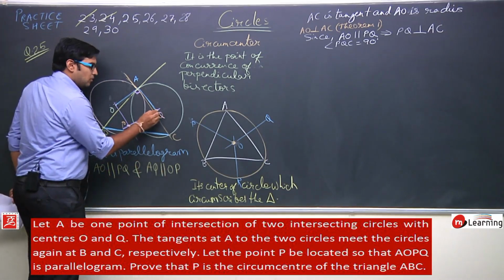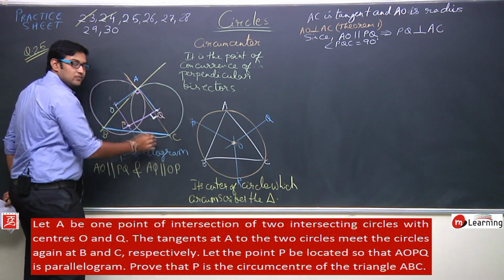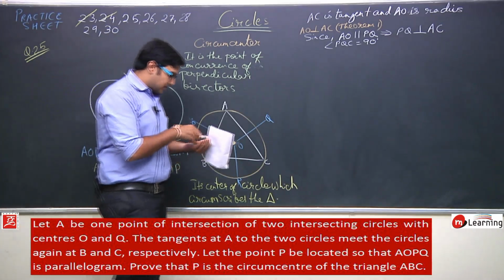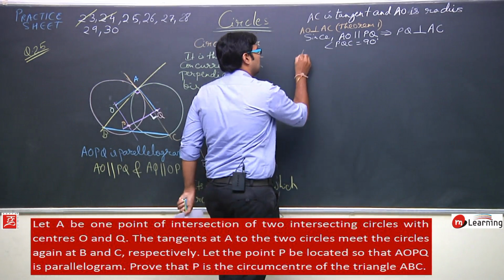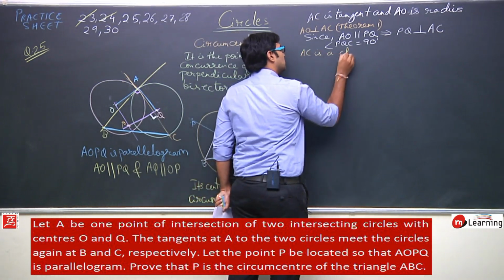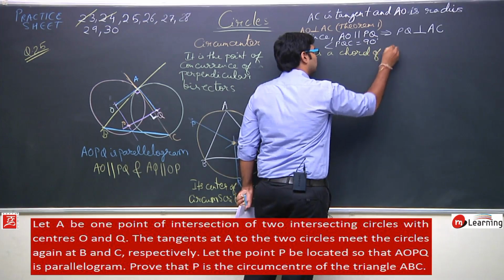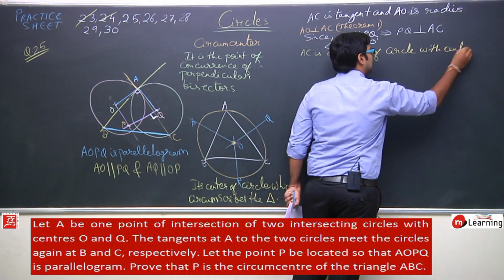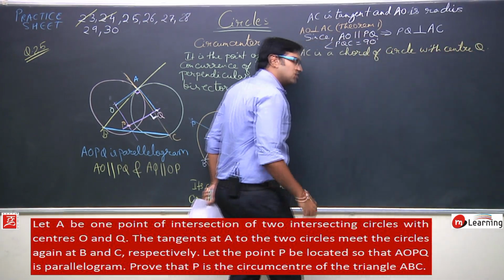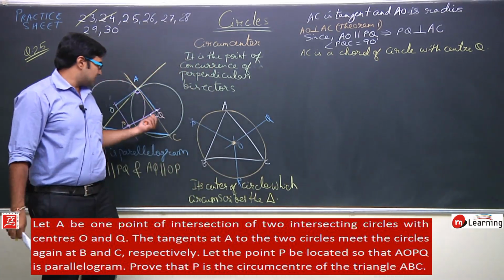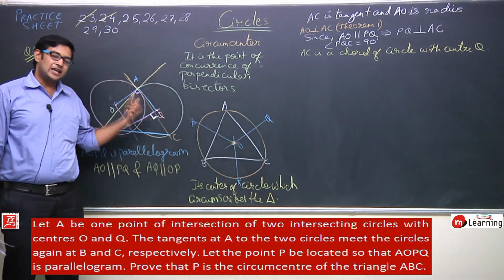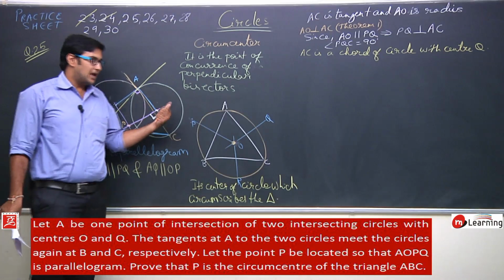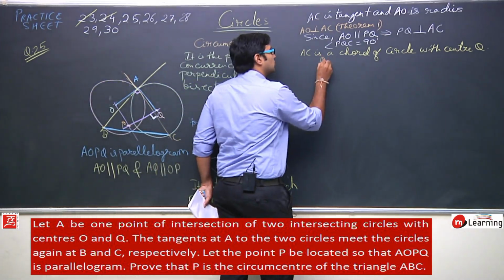Now what is Q? Point Q is the center of this circle. And what is AC? AC is basically a chord of this circle. AC is a chord of the circle with center Q. For the circle whose center is Q, what is AC? It is a chord. AC is tangent to this circle but chord for this circle.